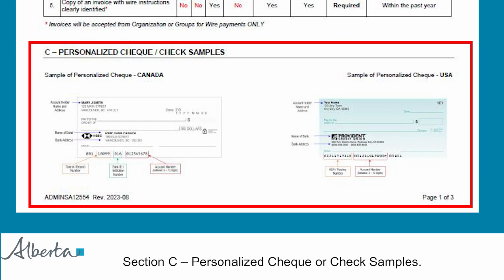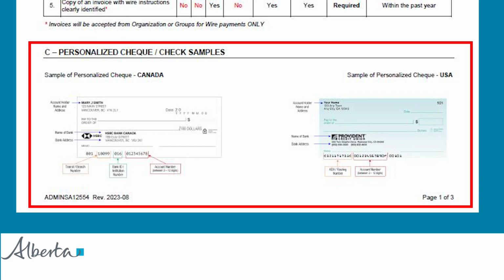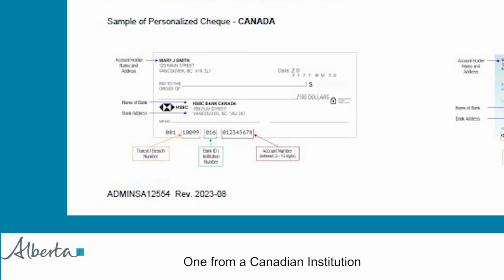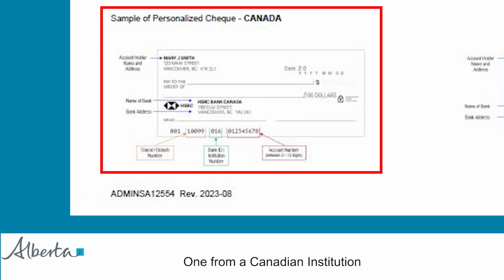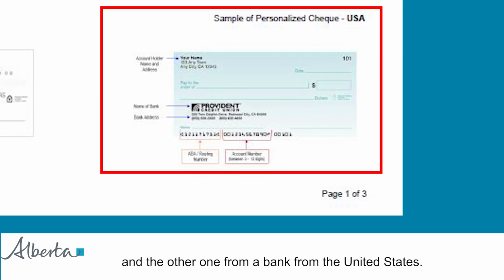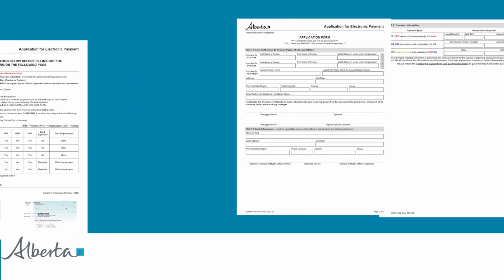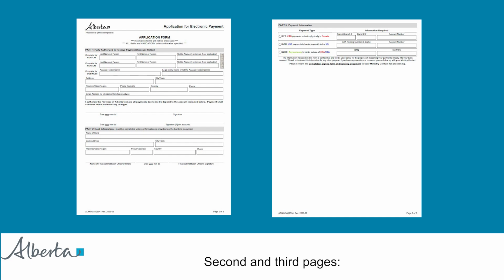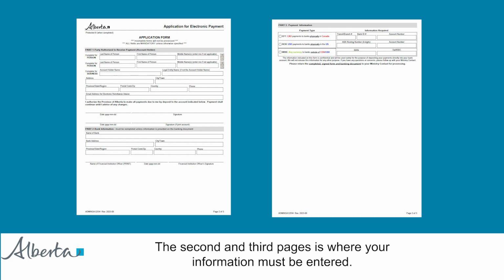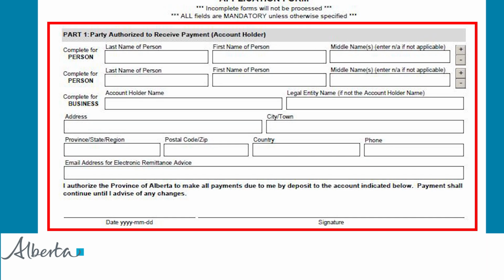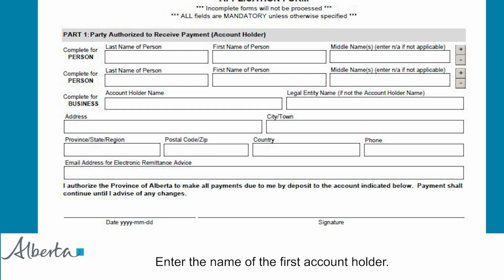Section C, Personalized check or check samples. This section shows examples of personalized checks. One from a Canadian institution, and the other one from a bank from the United States. Second and third pages. The second and third pages is where your information must be entered. Part 1, Party authorized to receive payment, account holder. Enter the name of the first account holder.